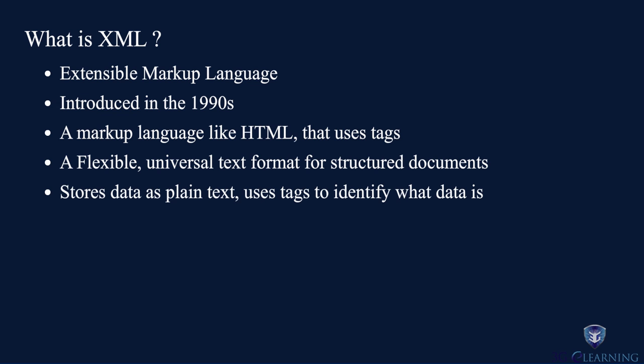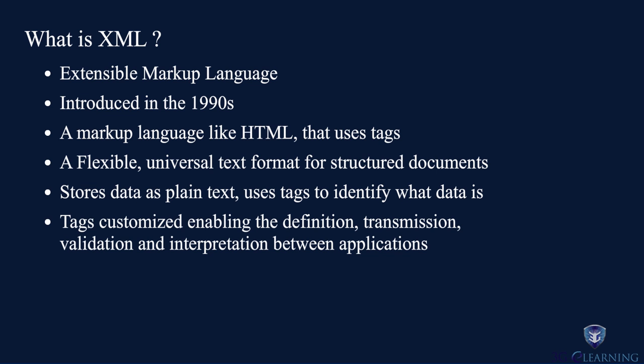What XML does is it actually stores data as plain text and then uses the tags to identify what the data is, not necessarily how it's formatted. In other words, HTML uses the formatting tags, while XML actually identifies what the data is. The tags in XML are customized, and this enables you to define, transmit, validate, and then interpret what the data is, and not only in one application, but between applications, and that's where the true power comes in.